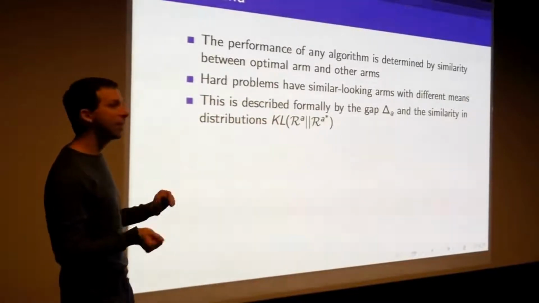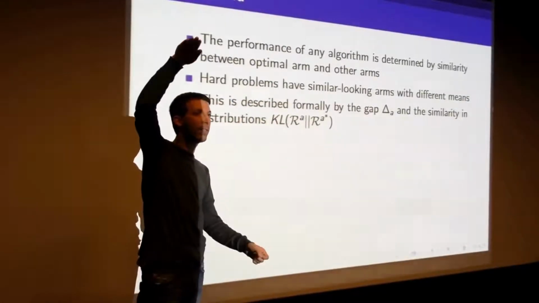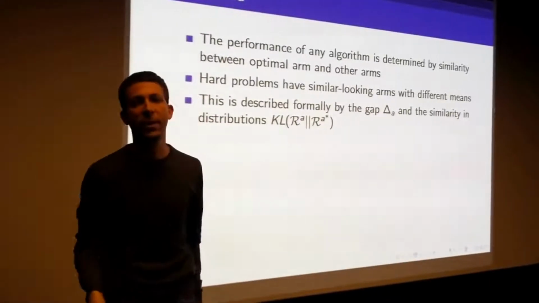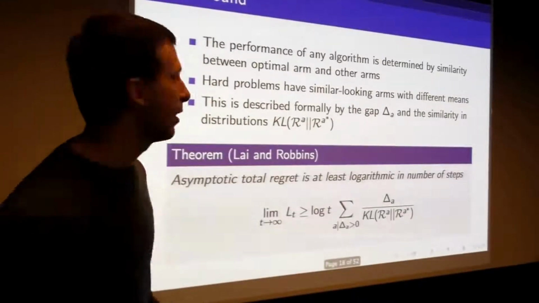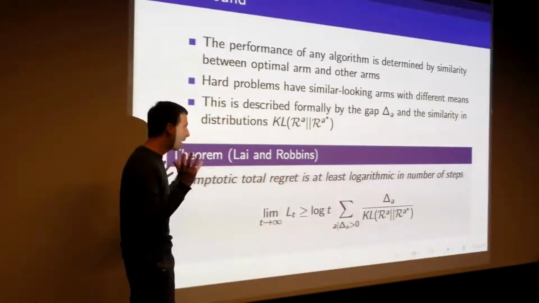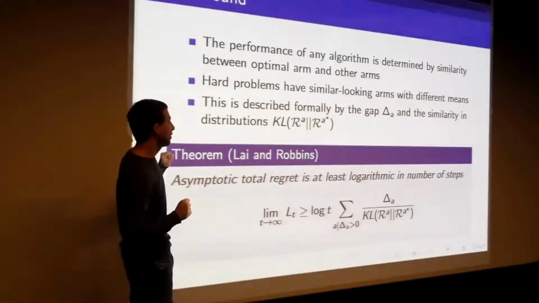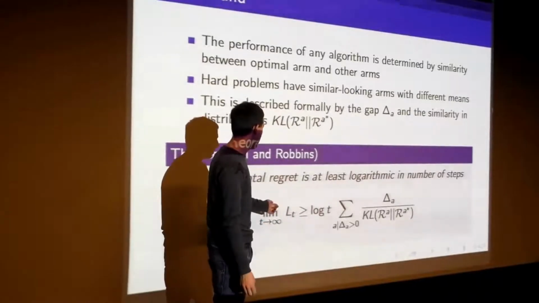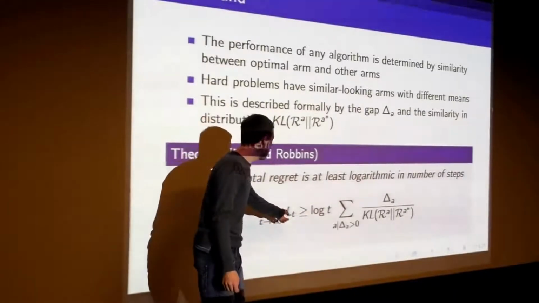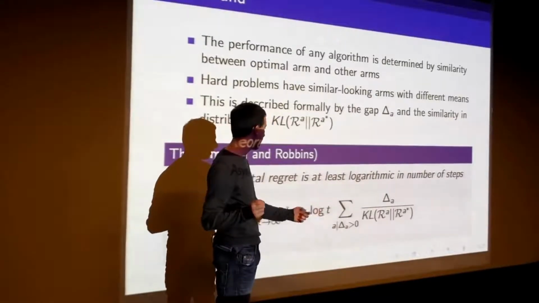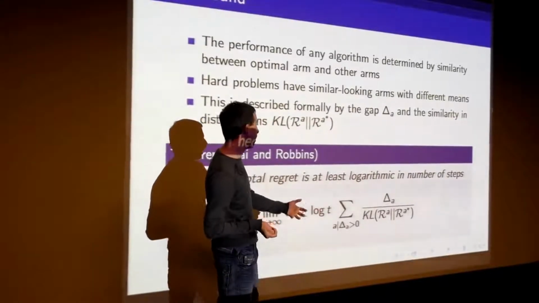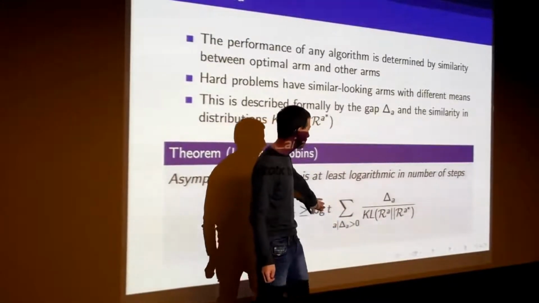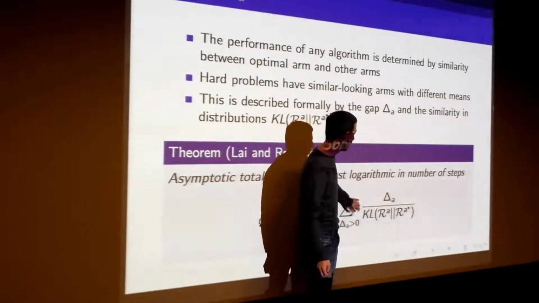Formally, the way we understand that is by the gap between them, the difference between this arm and this arm, and how similar their distributions are, which we can measure using the KL divergence. So this is one slide of theory: the total regret is at least logarithmic in the number of steps. This is the total regret that we're incurring over time, the plot we were looking at. The regret we incur is at least logarithmic in the number of steps we take, multiplied by this term, which is proportional to the gap.